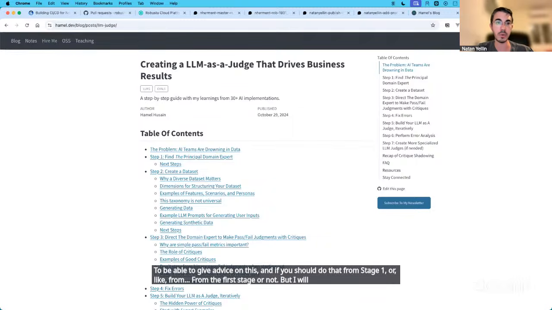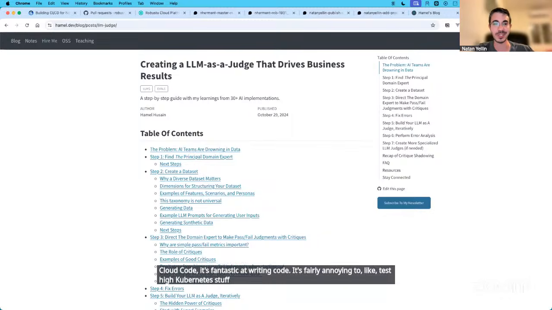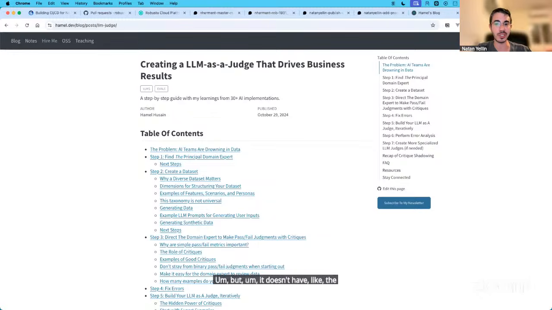But I will tell you what we do: Claude Code actually writes a lot of our evals. Our AI agent is really good at taking a problem, like a Prometheus alert or a Datadog alert, and going off and running an autonomous investigation. It doesn't have the ability to write code; it's not focused on that. Claude Code is fantastic at writing code. It's fairly annoying to test Kubernetes stuff on because you're constantly pressing Shift Enter, and it doesn't always have the right integrations.